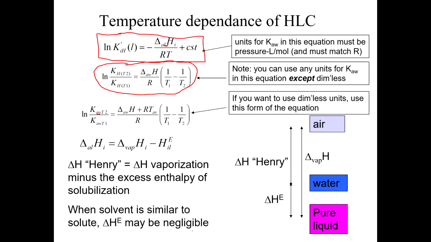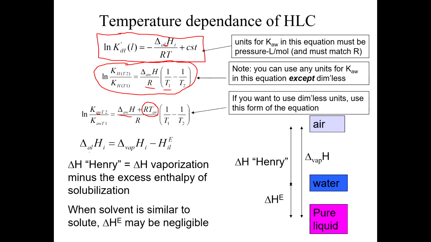And when we do our temperature correction, we got some R's and some T's flying around. And if we just left this as dimensionless Henry's law and we did our conversion here, we'd be going astray. So to fix that, we have our little RT average here. If you're going to use dimensionless units, you have to use this special form of the equation that has RT average in it. Okay, well, what is the value of this delta H term?